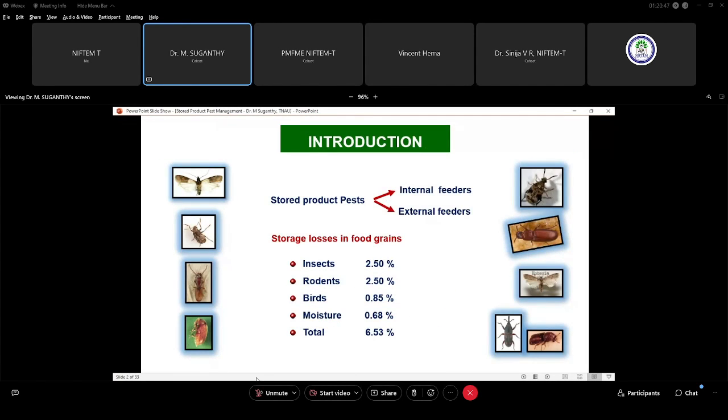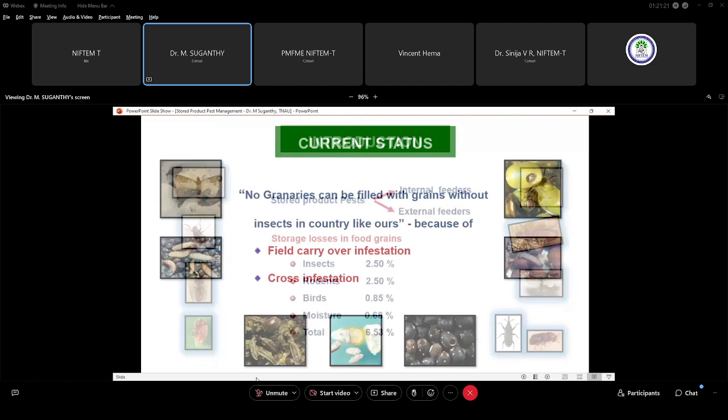So we all know the stored product pests, that is insect pests, diseases, rodents, birds and moisture, all cause a lot of damage to the stored produce. Of a total of 6.5% damage caused by these insects, rodents, birds, and moisture, insects alone contribute around 2.5%. These stored product insect pests can be broadly classified into internal feeders and external feeders. So we are going to see how to mitigate these internal as well as the external feeders.